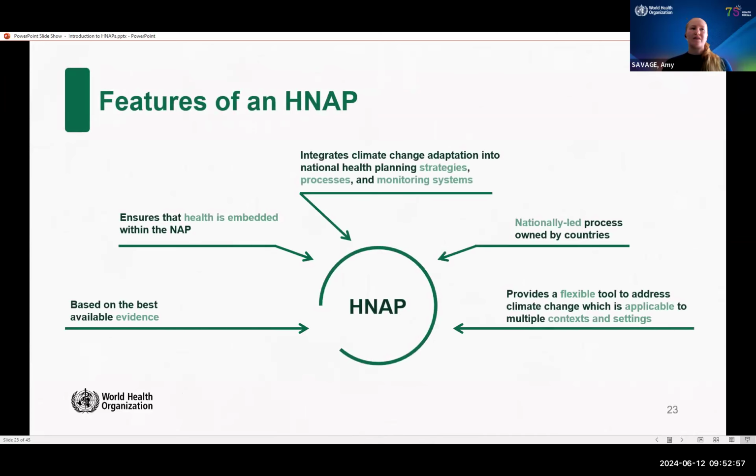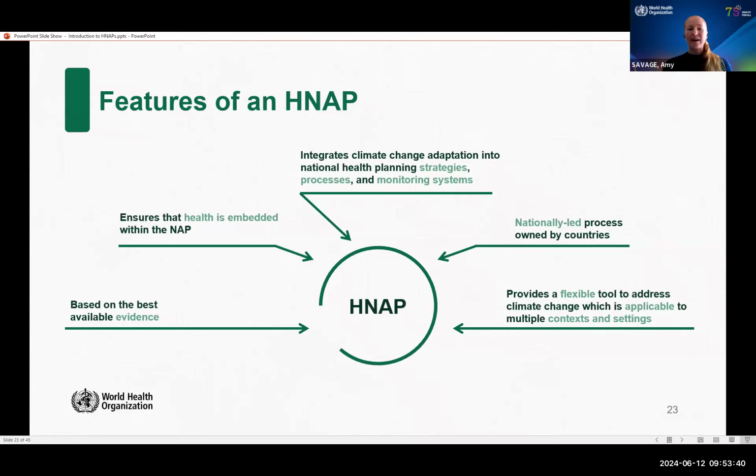So what are the features of an HNAP? An HNAP is based on the best available evidence. Usually that would be a climate change and health vulnerability and adaptation assessment, but considering a wide range of other information and studies. It ensures that the health sector is embedded within the NAP process, that the health sector is engaged in the national climate change planning processes. The HNAP integrates climate change adaptation within the health sector into health planning, strategies, processes, and monitoring systems. And as Diarmid mentioned, crucially, it is a nationally led process owned by countries.